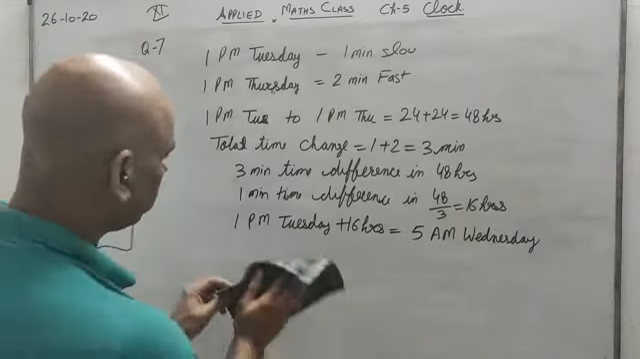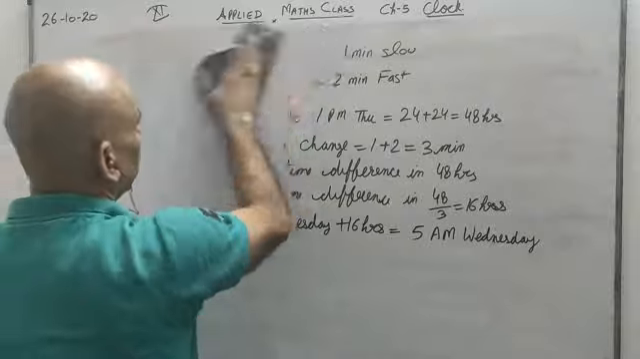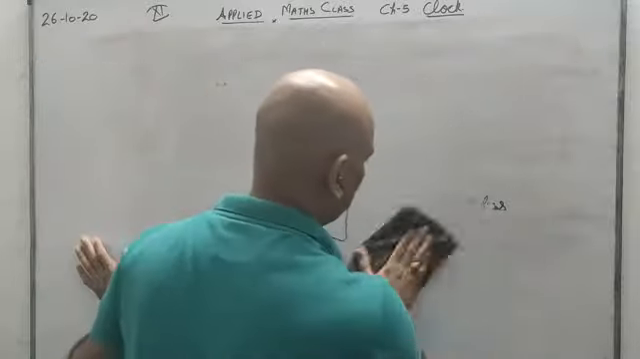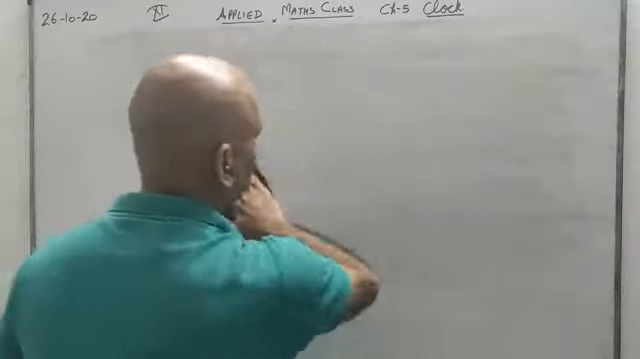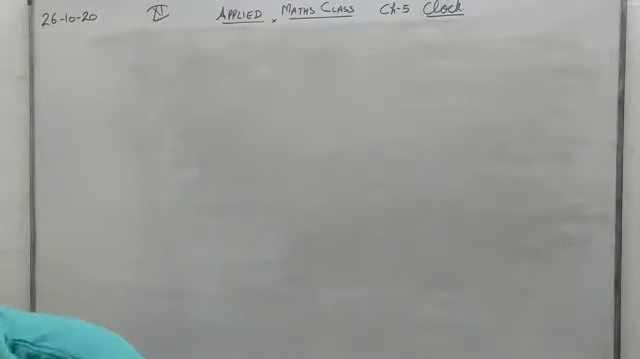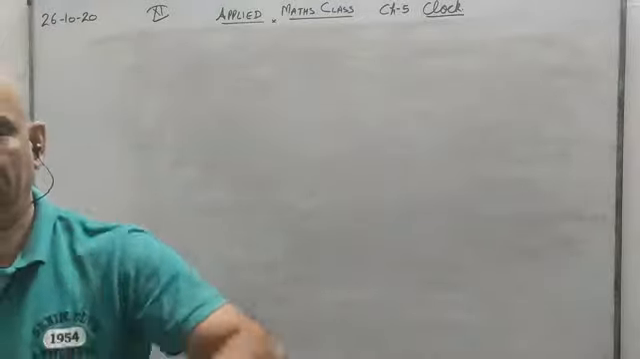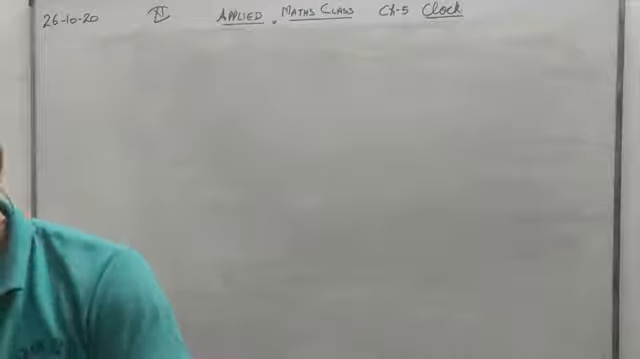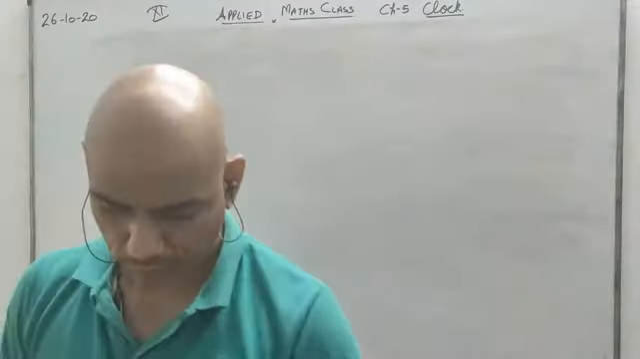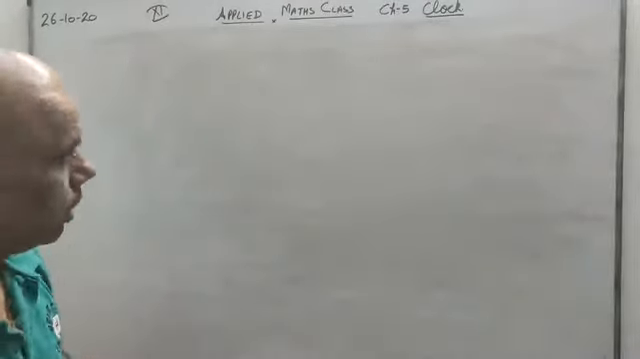Question number 8. A clock is set right at 10 a.m. Okay. The clock gains 10 minutes in 24 hours. What will be the true time when the clock shows 3 p.m. on the following day? Next day के 3 p.m. पर वास्तव में कितना समय हो रहा हो? Okay, that he is asking for.